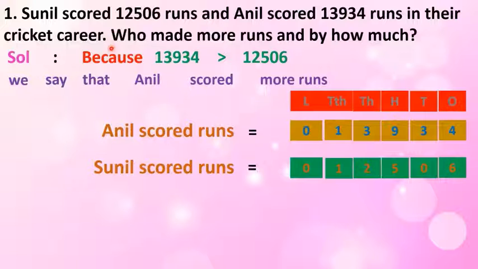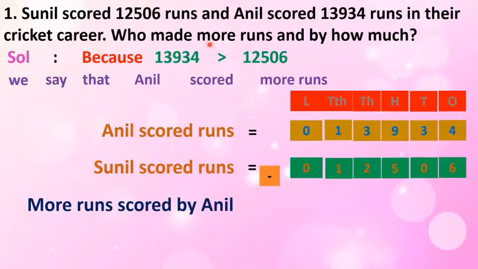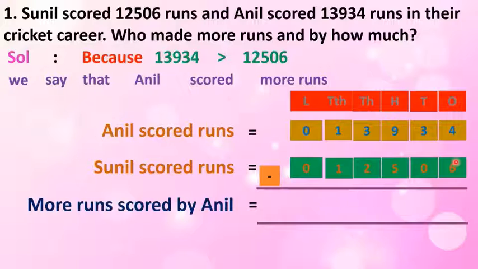Here, you can write like this also: number of runs scored by Anil, number of runs scored by Sunil. Simply you can write like this also. Now, more runs scored. In the question itself, the steps are there. More runs scored by Anil is equal to... Now what do we have to do? Subtraction. First, the ones place, as usual, you know how to subtract, right?